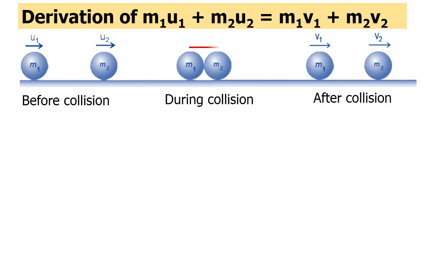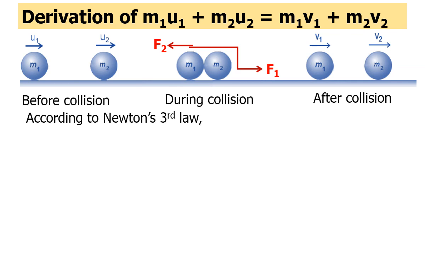So when the collision happens, the object m1 exerts a force on m2, which is known as the action force. At the same time, object m2 exerts the same and opposite force on m1, that is the reaction force. According to Newton's third law, the action force is equal and opposite to the reaction force. Here the negative sign indicates that the action force is equal and opposite to the reaction force, and we know that F equals ma.